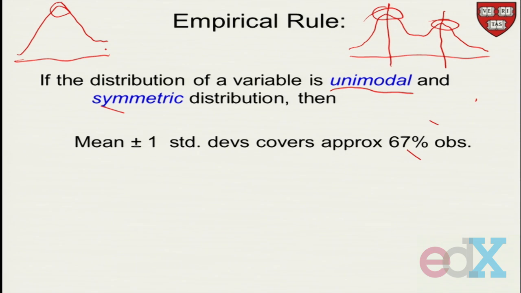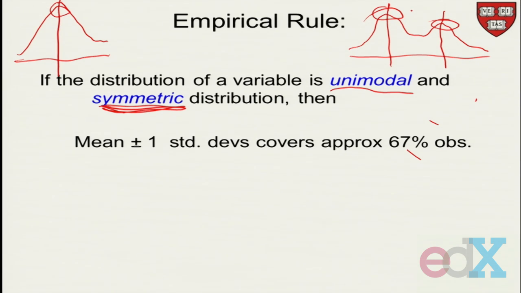So that's unimodal. Then it says also that it has to be symmetric. So what is symmetric? We looked at this earlier and we said symmetry is like if you draw a line in the middle like this and then you spin the distribution around that axis, you don't notice any difference. So basically what's going on the left-hand side is the same as what goes on the right-hand side of that axis.